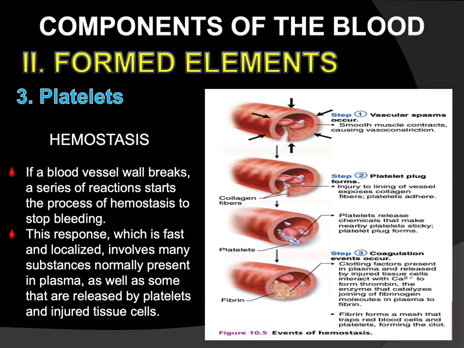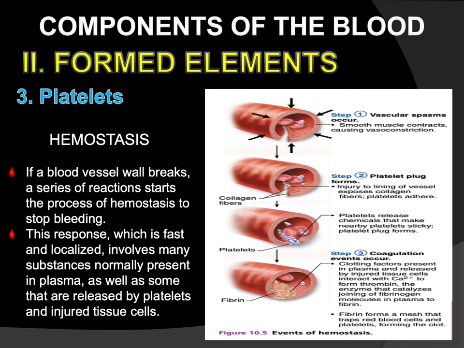Discussing the concept of hemostasis, normally, blood flows smoothly past the intact lining of the blood vessel walls. But if a blood vessel wall breaks, nagkakaroon ng series of reactions to start the process of hemostasis again to stop bleeding. Itong response na ito is fast and localized. It involves many substances normally present in plasma, as well as some that are released by the platelets and the injured tissue cells. Let us take into consideration in the photo, hemostasis involves three major phases.